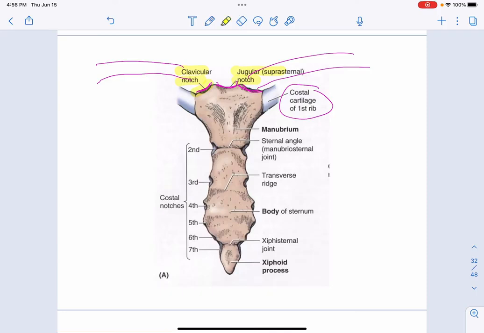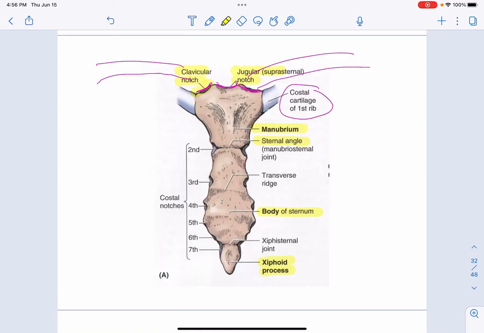Let's highlight the manubrium here. There's also an angle between the manubrium and the body of the sternum called the sternal angle. So here's the body of the sternum and then the xiphoid process. Those are the features that I want you to be able to identify in lab that will cover the sternum.